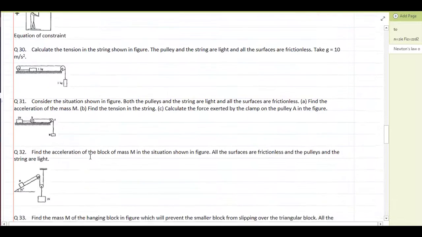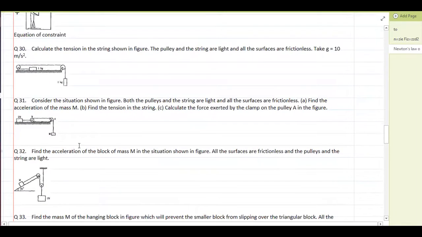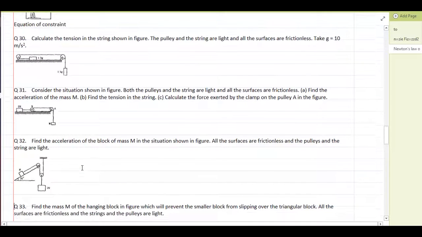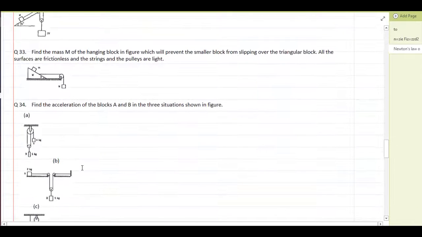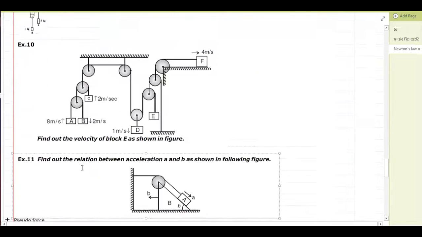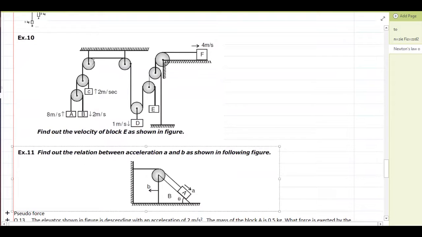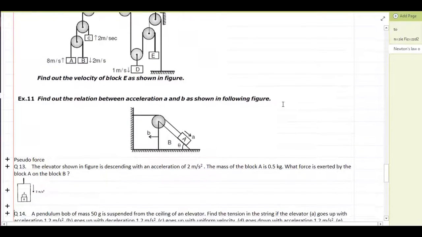That is found with the help of the constraint relation. Apart from the questions shown here, we will discuss many more problems which will come up when we discuss the actual concepts. These are the problems related to constraint motion, and all these questions we are going to discuss. You can see this kind of very complex system, which we will solve with the help of constraint equations. These two problems as well.